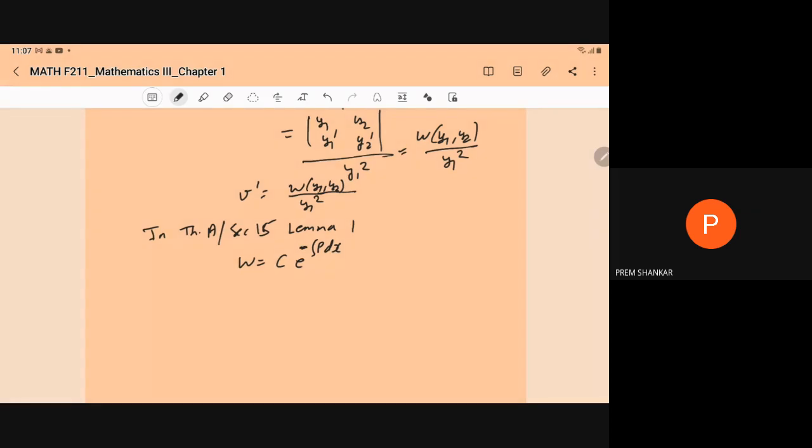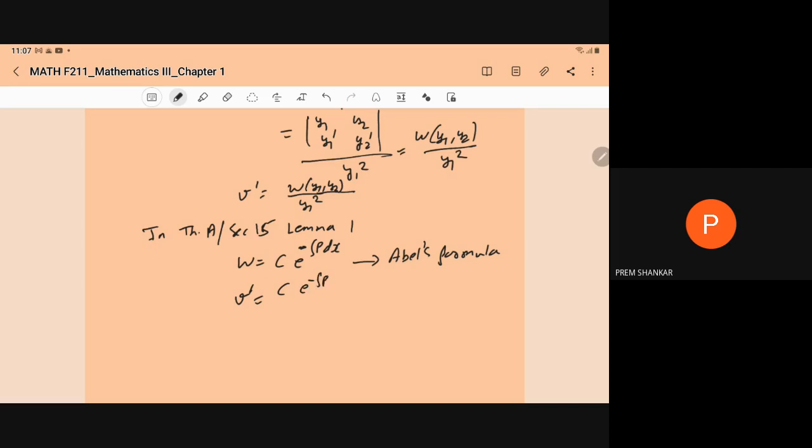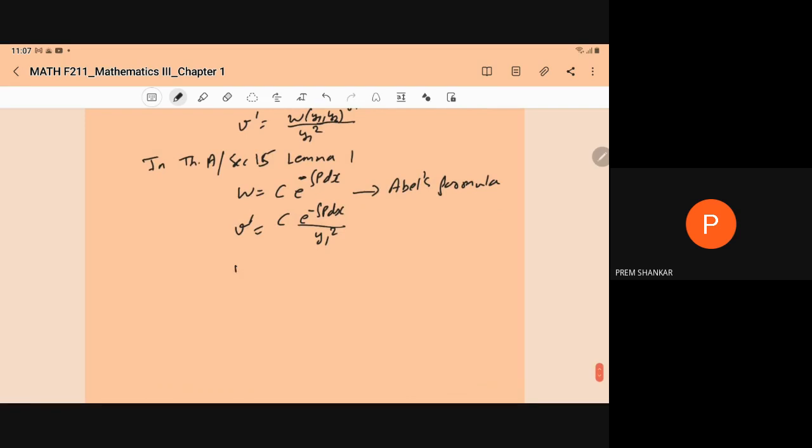C into e to the power integral p dx, and that is nothing but Abel's formula. So in section 15, lemma 1, we have proved this. So when we put this in our equation, in place of w, we can put v dash equal to c e to the power integral p dx upon y1 square. So v will be what?